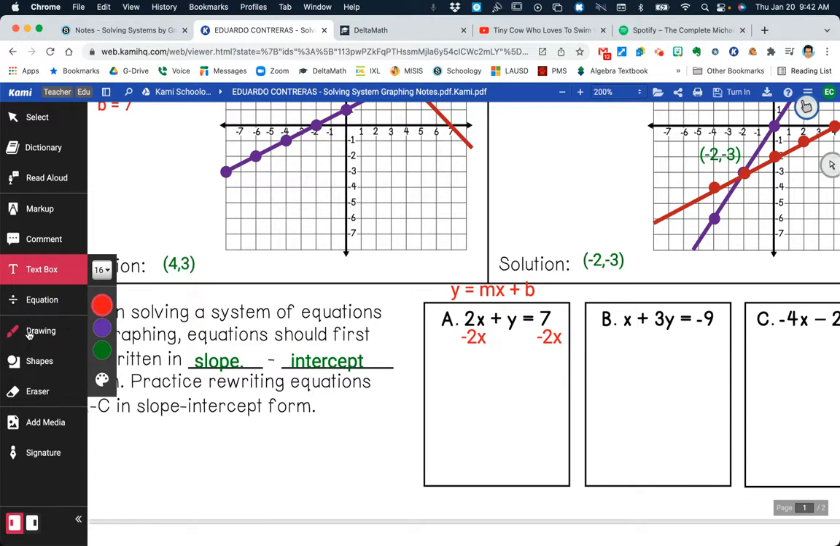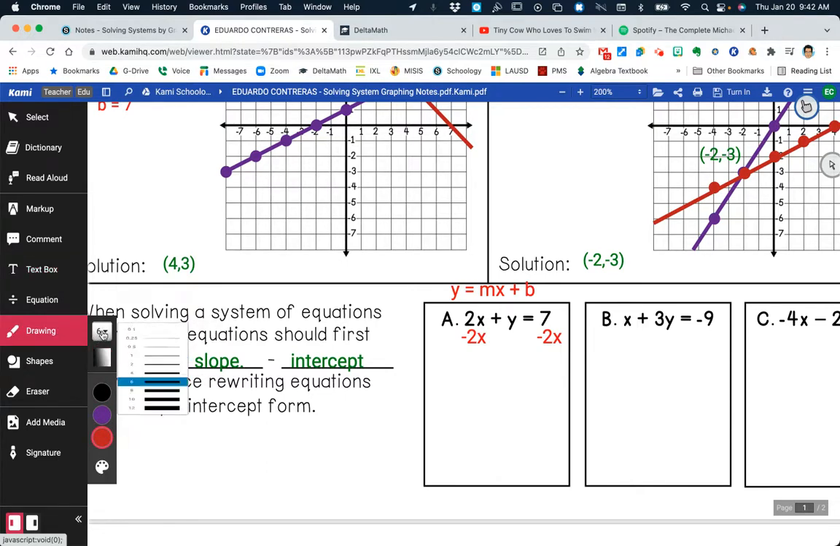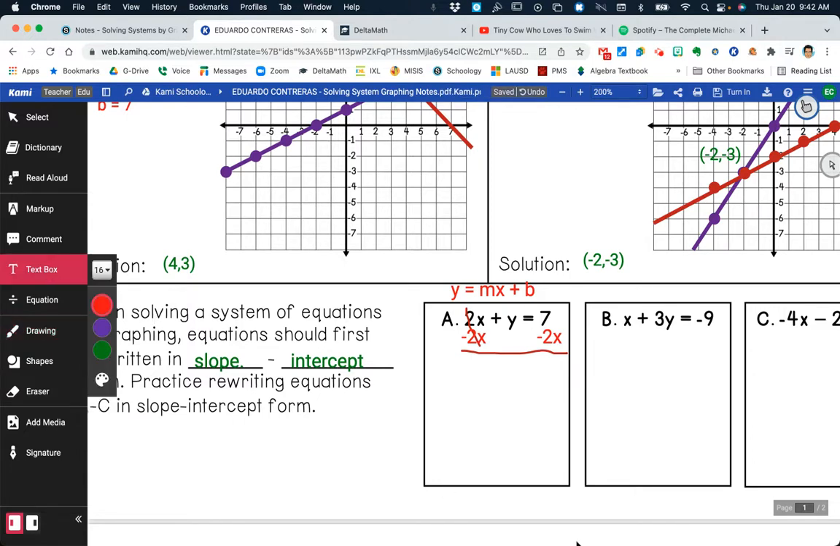I am going to use the drawing tool for one quick thing. I have to change the stroke thickness to 1. And I'm going to show that it canceled by just drawing a line there and then just drawing a line of separation here. That's all I'm going to use it for. I'm going to go back to typing. And I'm going to type in what my equation looks like after subtracting 2x, okay? We got a y equals.